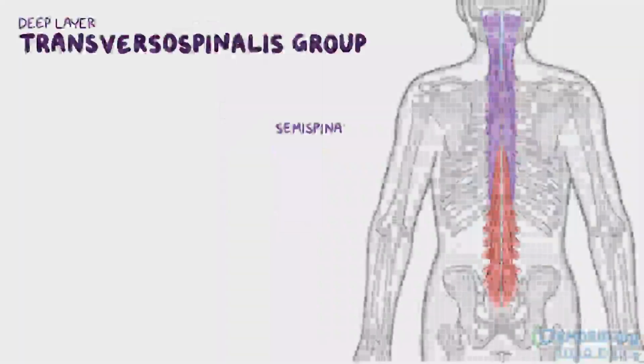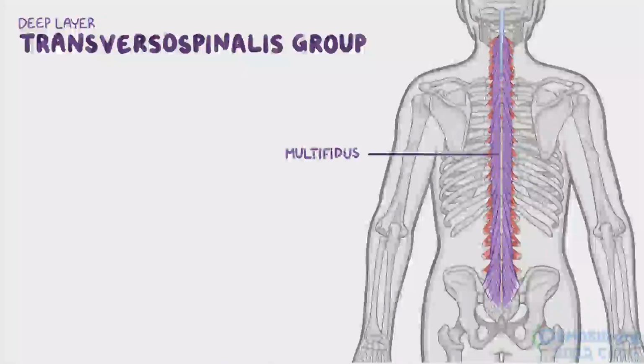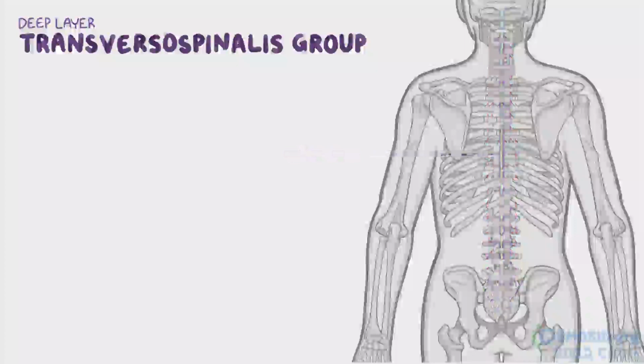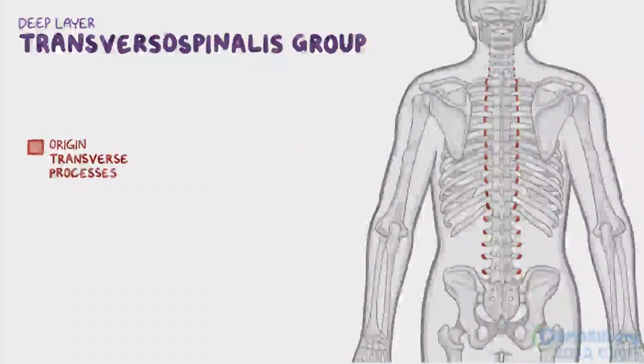The deep layer of the intrinsic back muscles consists of the transversus spinalis muscle group, which consists of the semispinalis, multifidus, and rotatories. The muscles of the transversus spinalis group are named this way because they originate from the transverse processes of vertebrae and pass obliquely to insert on the spinous processes of more superior vertebrae, and thus lie in the space between the transverse processes and spinous processes.